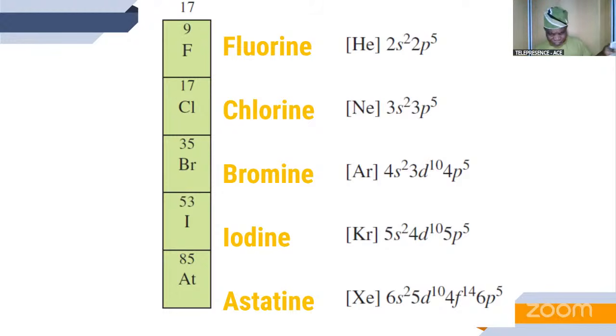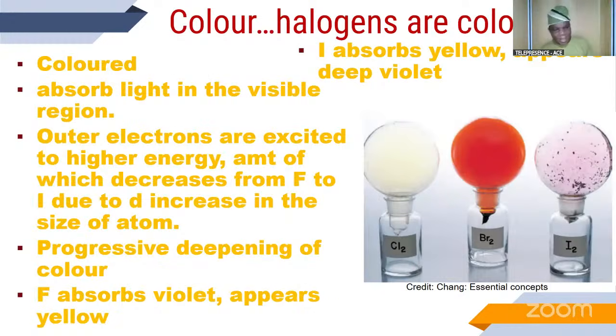The color, they are all colored, like we said. So they absorb light in the visible region. Outer electrons from fluorine to iodine due to increase in size of atom. So, however, there is progressive deepening. Fluorine will absorb violet light and appear as yellowish green.